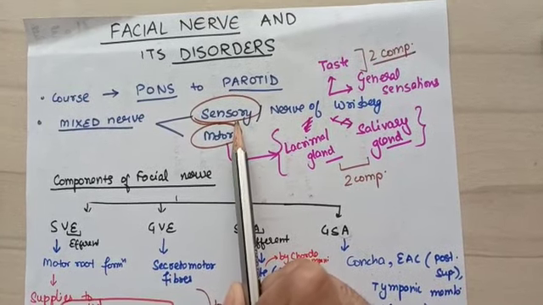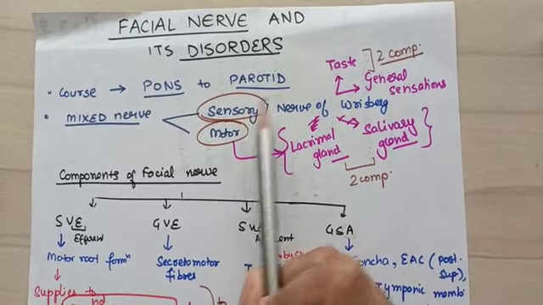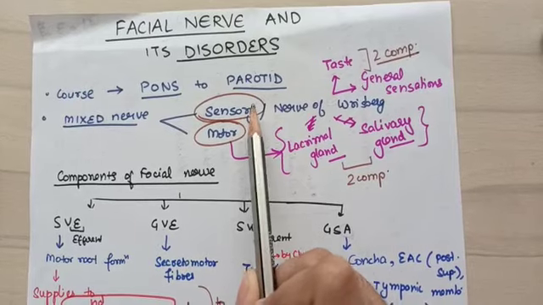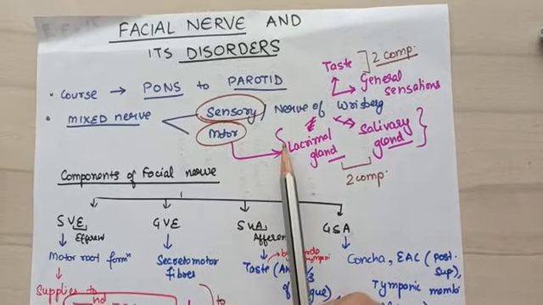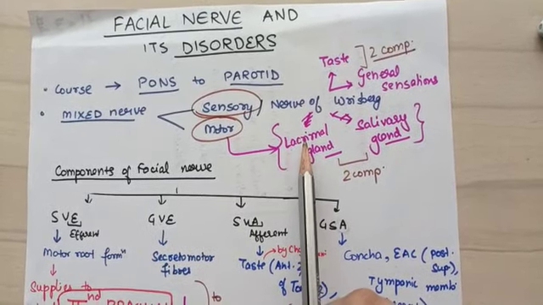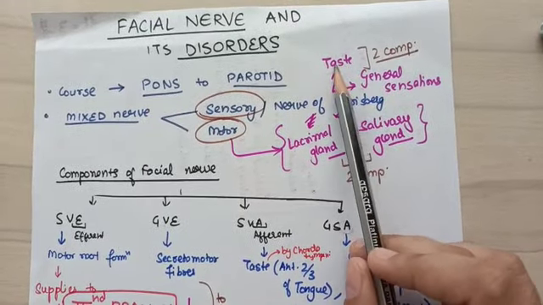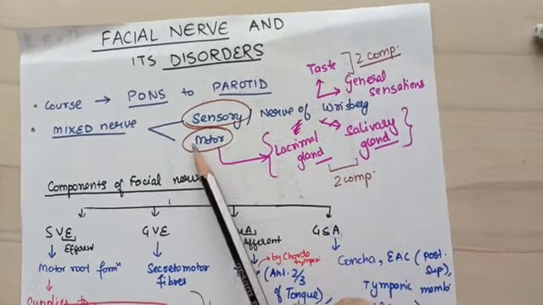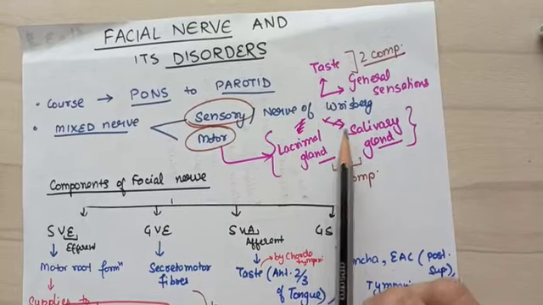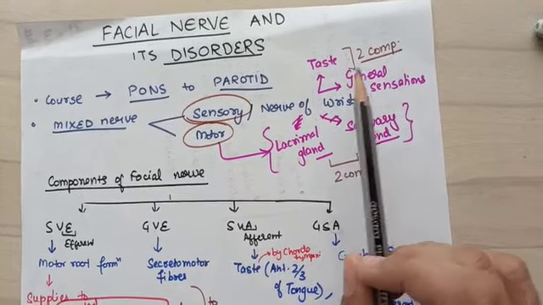Sensory is the afferent part, which means it carries the sensory innervations, and motor is the efferent part, where it goes to the glands. Sensory is also known as the nervus intermedius of Wrisberg, which has two components, taste and general sensations, while motor has two components, the lacrimal and the salivary gland components.